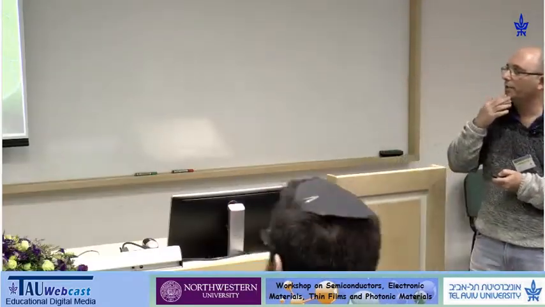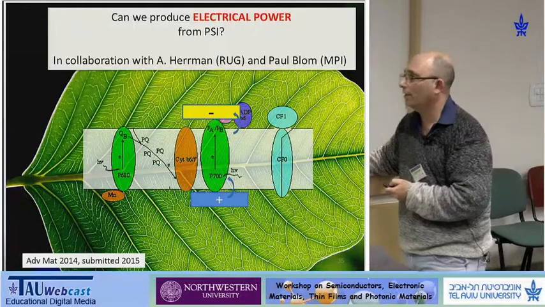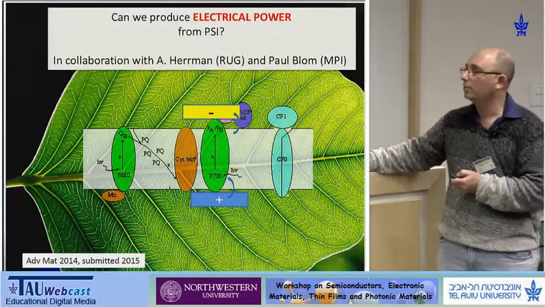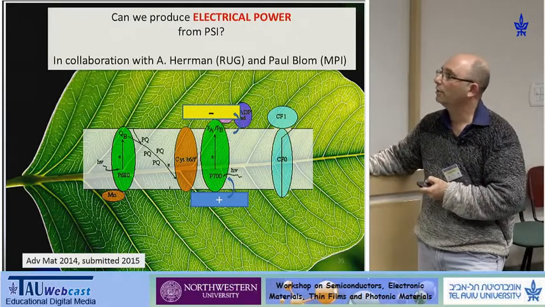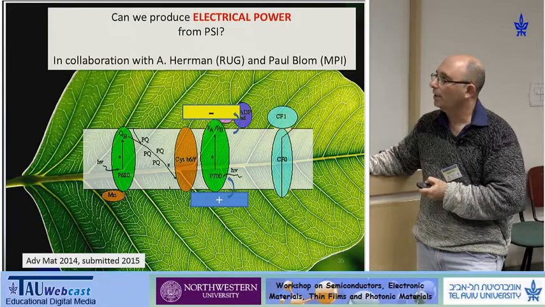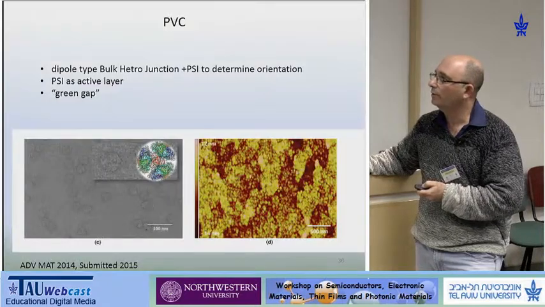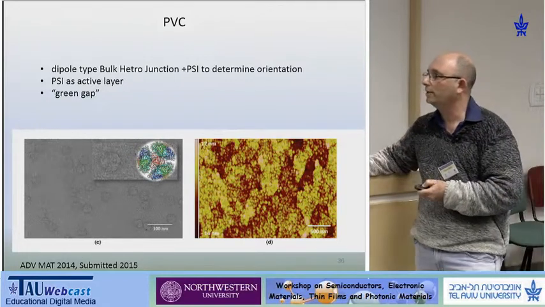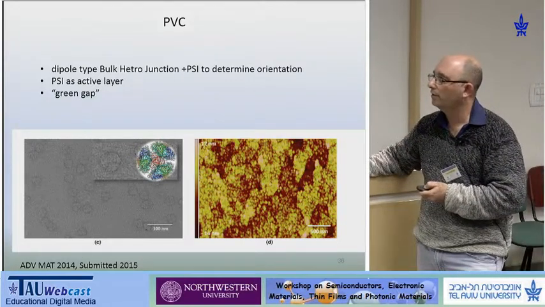The next step was to ask ourselves, can we extract power? Can we make photovoltaic cells out of these structures? The answer is yes, but I will show you in a minute. For this project, we used the functionalized surface, and we used the trimer photosystem 1.